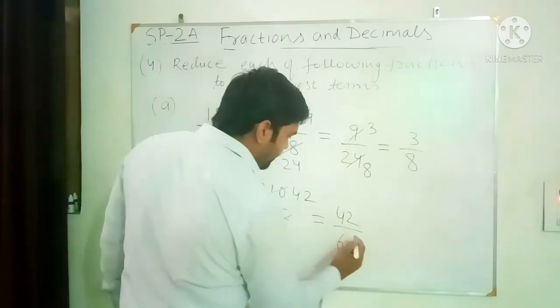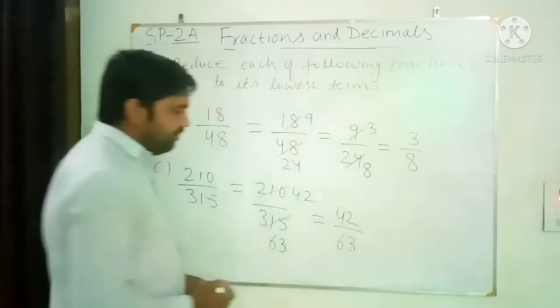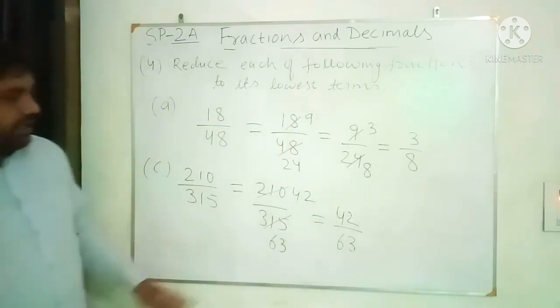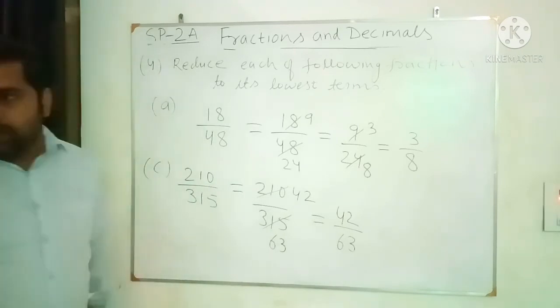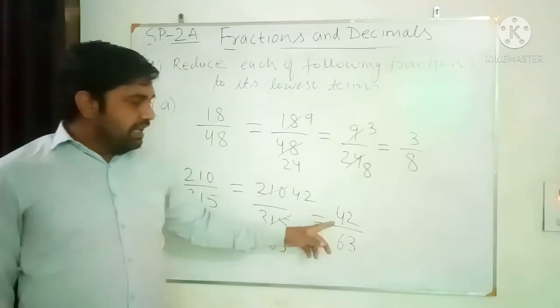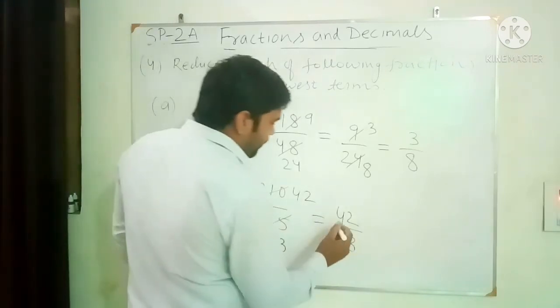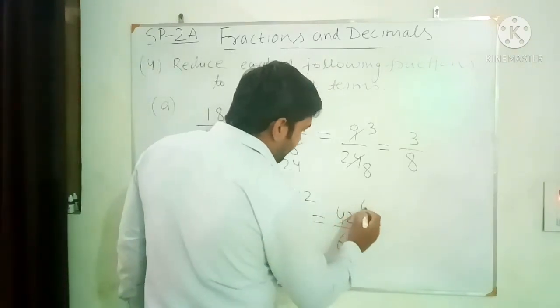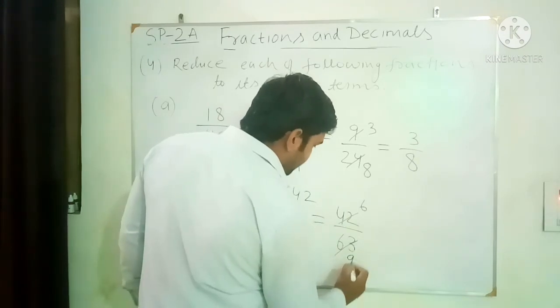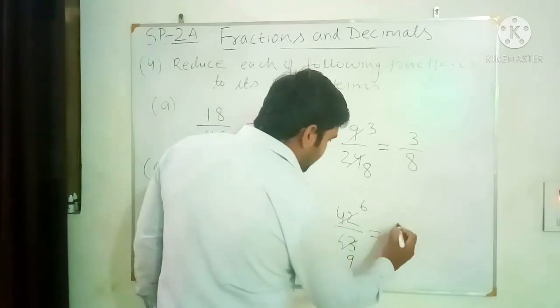Now you can see again that 42 and 63 have a common factor. What? 7. 7 will divide both the numbers 42 and 63. So 42 is divided by 7. 7 6s are 42 and 7 9s are 63. Now you get 6 by 9.